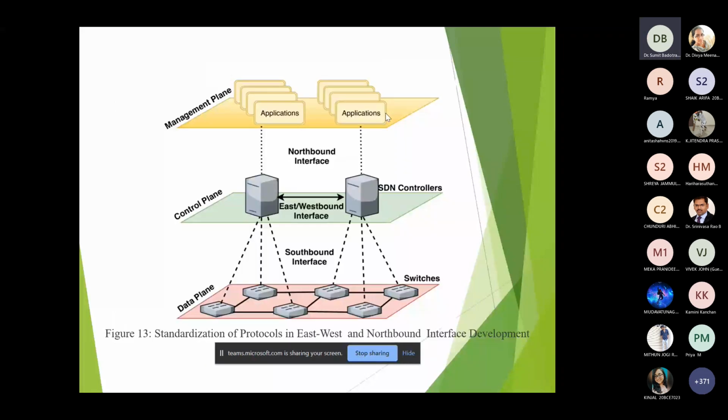Another research direction is standardization of protocols in the East, West, and northbound interfaces. East and West means when we have multiple SDN controllers. I have already told you that so far we don't have standardized APIs. So in order to standardize the APIs, we need to perform some standardization of protocols. One can work on the standardization of East and West bound APIs, and along with that, we can also work on the northbound APIs. As far as the southbound APIs are concerned, they are standardized by the Open Networking Foundation, and the most common protocol is the OpenFlow protocol.